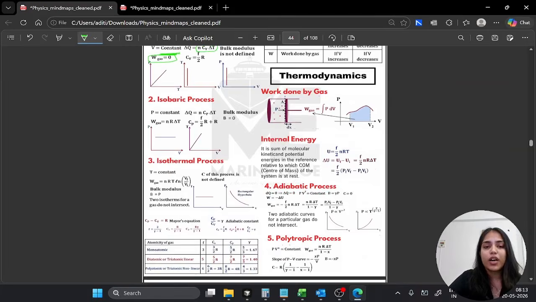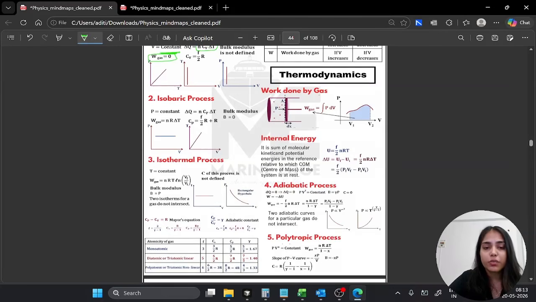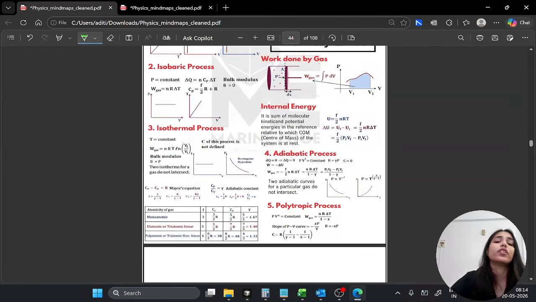Next is the isobaric process. In an isobaric process, the pressure remains constant. The formula for heat is delta Q equals n Cp delta T, and the work done is nR delta T, where R is the gas constant and delta T is the change in temperature. Moving forward, isothermal process. In an isothermal process, the temperature is kept constant. If the temperature is not changing, internal energy cannot change, so delta U in this case is equal to 0. Work done is nRT ln of the change in volume.